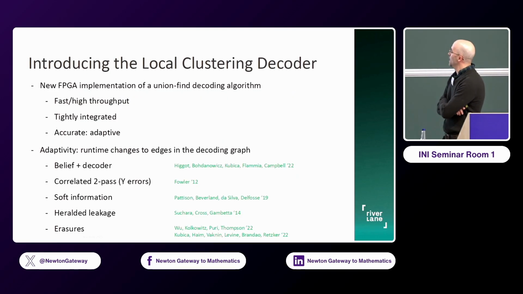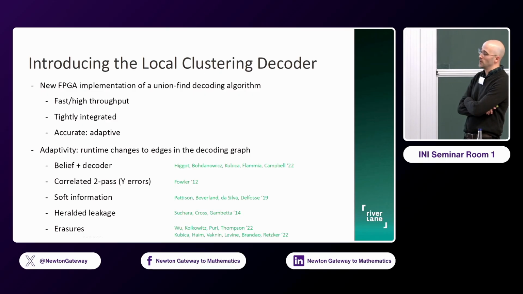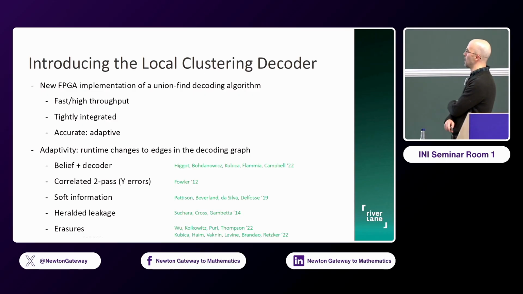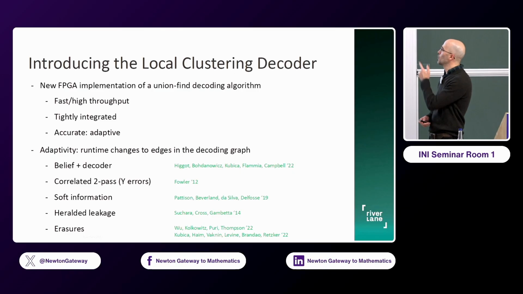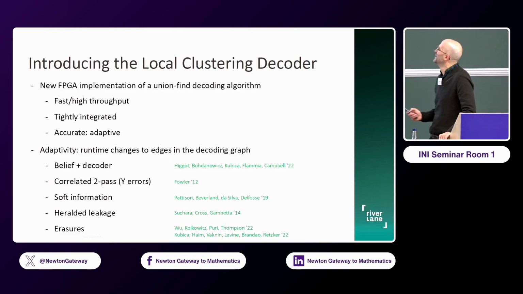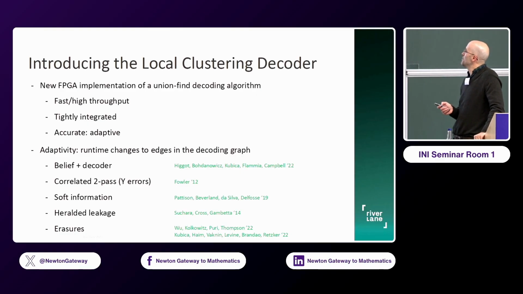Today I'm going to tell you about the local clustering decoder, which is a decoder that satisfies these three requirements. It's high throughput, it's fast, and it can be tightly integrated with a control system because it's implemented on an FPGA. I will explain what an FPGA is later. And it's accurate, and the main feature that makes the decoder accurate is that it's adaptive. Adaptivity is a word I'm going to be repeating over and over during this talk, and it's the main feature that enables the accuracy of our decoder.